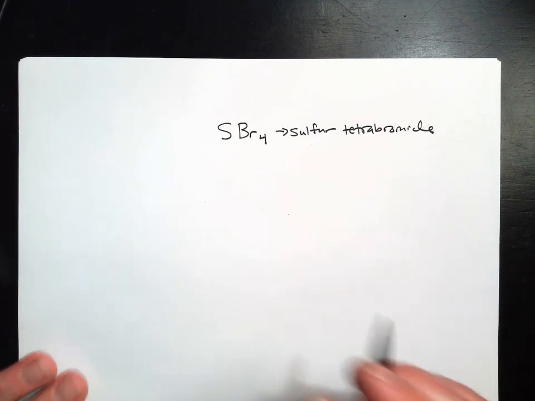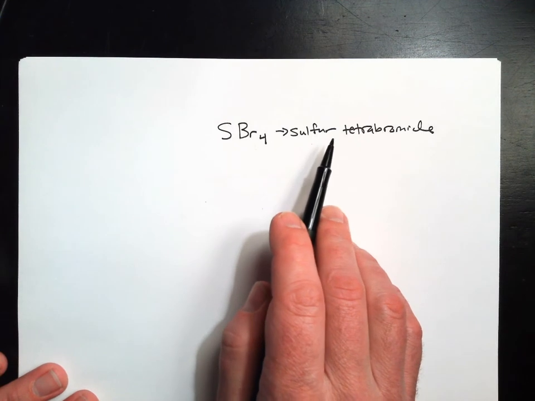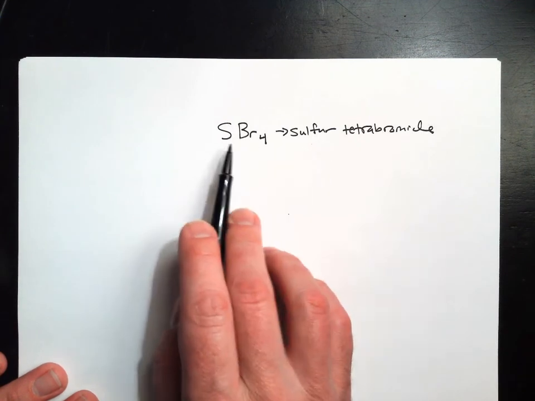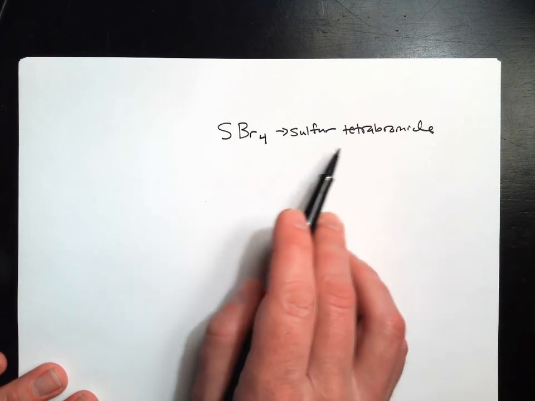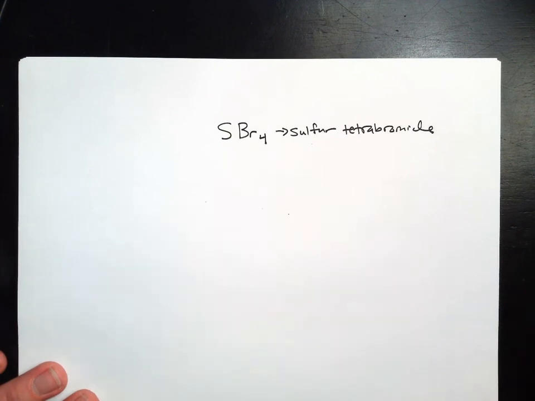Hello everyone. This episode of Drawing Lewis Structures is brought to you by sulfur tetrabromide, which has the formula SBr4. The prefix tetra means 4, and so we have 4 bromines attached to a sulfur.